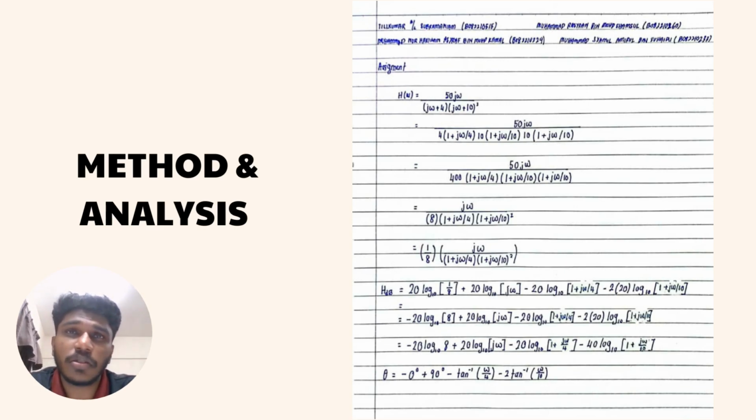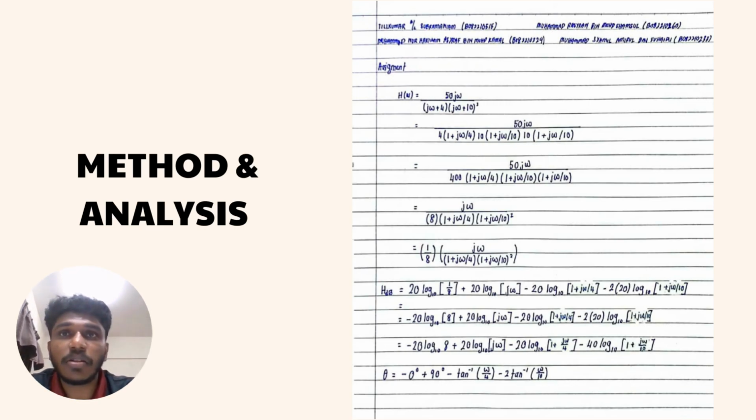And then the next step: negative 20 log 8 plus 20 log jω minus 20 log (1 + jω/4) and minus 40 log (1 + jω/10), because when you multiply by 2 it becomes 40. So we can see this is the magnitude equation.